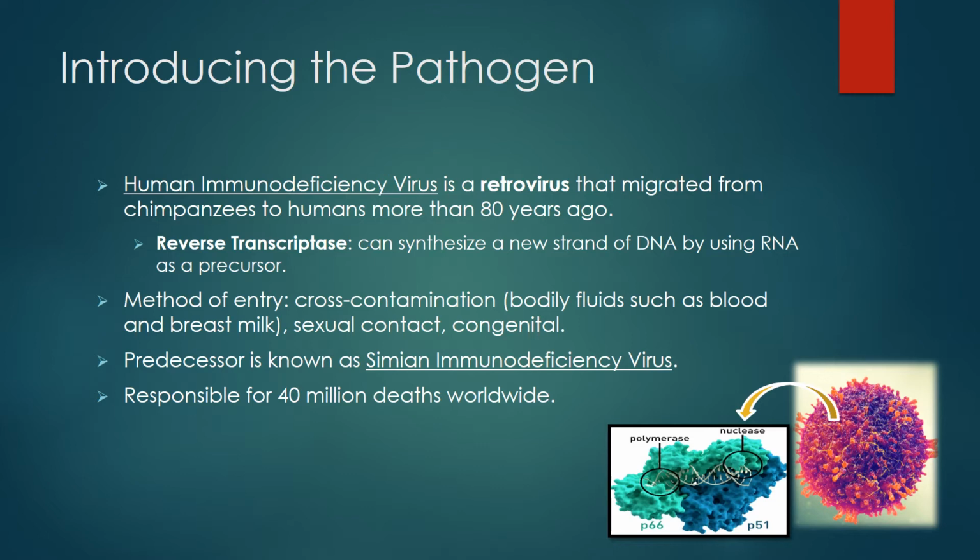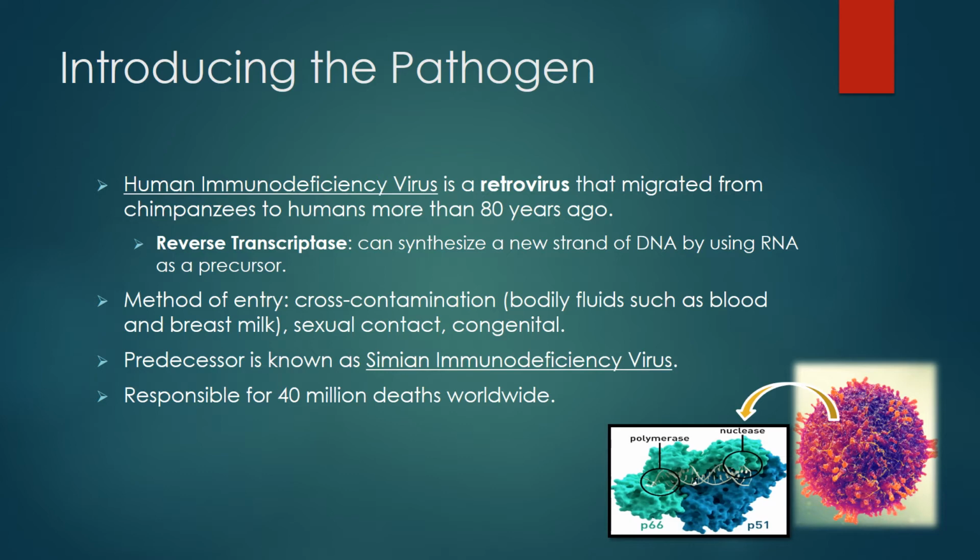HIV then exploits the cell's molecular machinery to replicate its parts and assemble new copies of itself. This pathogen actually migrated, for lack of a better word, from chimpanzees, in which they were previously termed the simian immunodeficiency virus, to humans more than 80 years ago. And we will be going over AIDS epidemiological history next, so no worries about that.